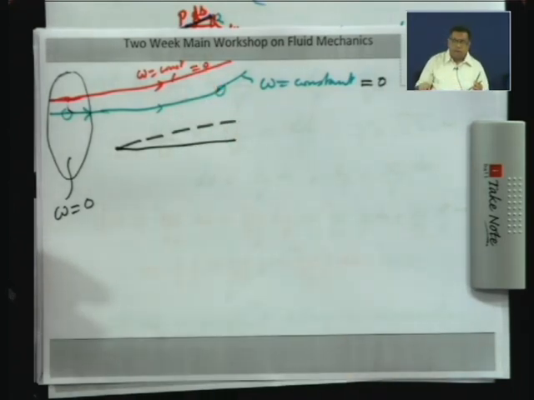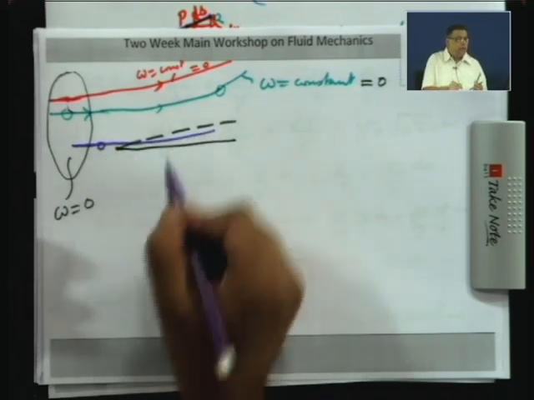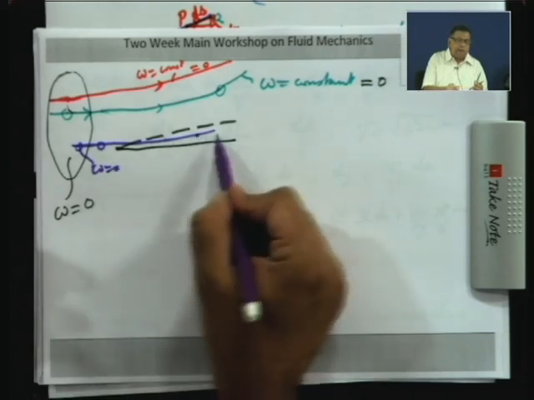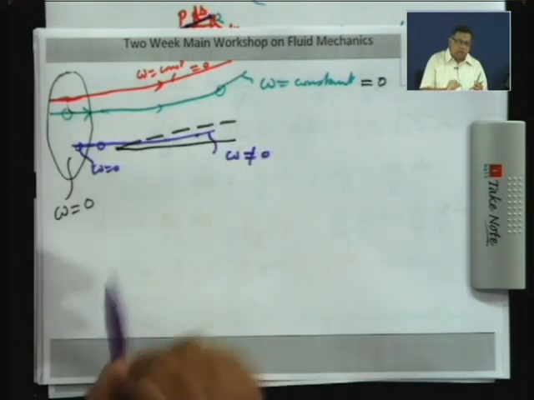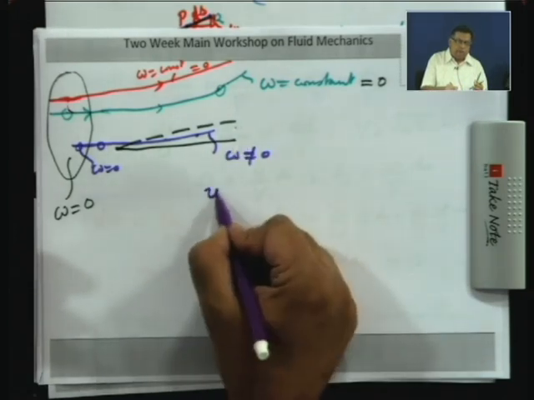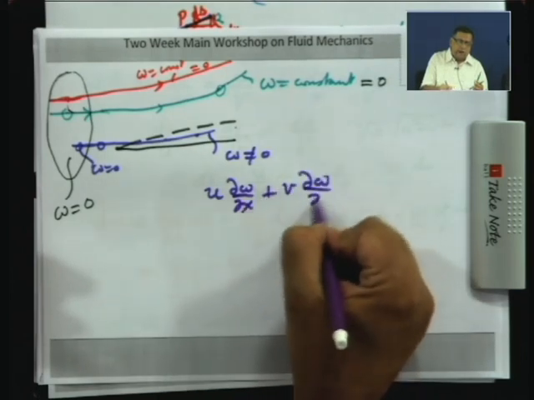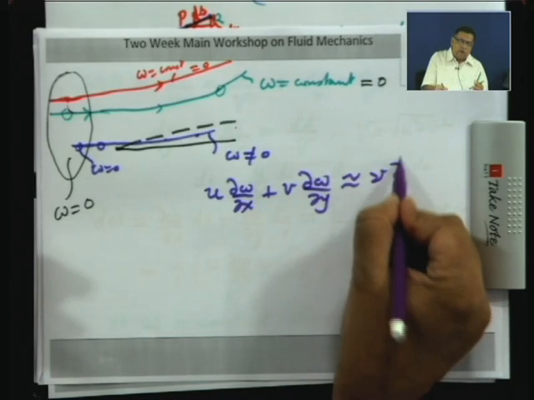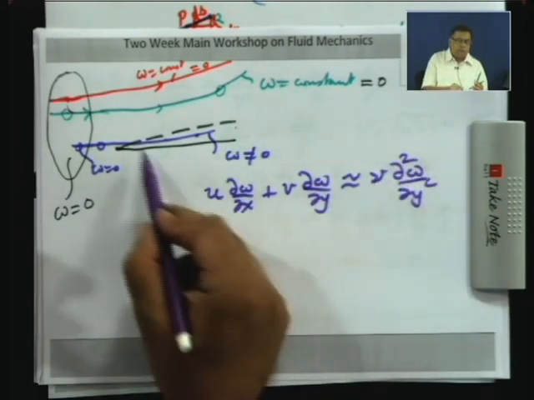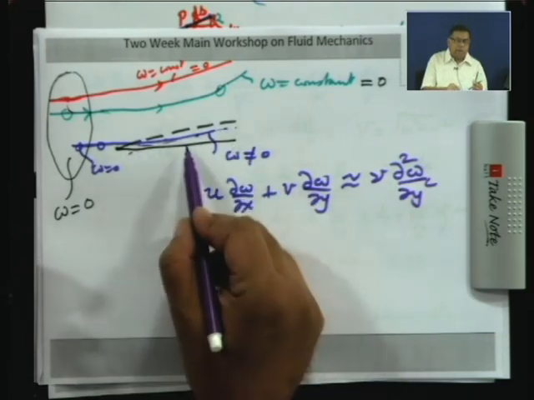Now, if we take a fluid particle which is entering the boundary layer, well, here again omega is 0, but once it enters the boundary layer here omega will not be equal to 0. So, inside the boundary layer you are going to have a relation u del omega del x plus v del omega del y approximately nu del 2 omega del y square. This viscous term will cause a change in omega along the streamline. So, some vorticity will be generated by the effect of viscosity.